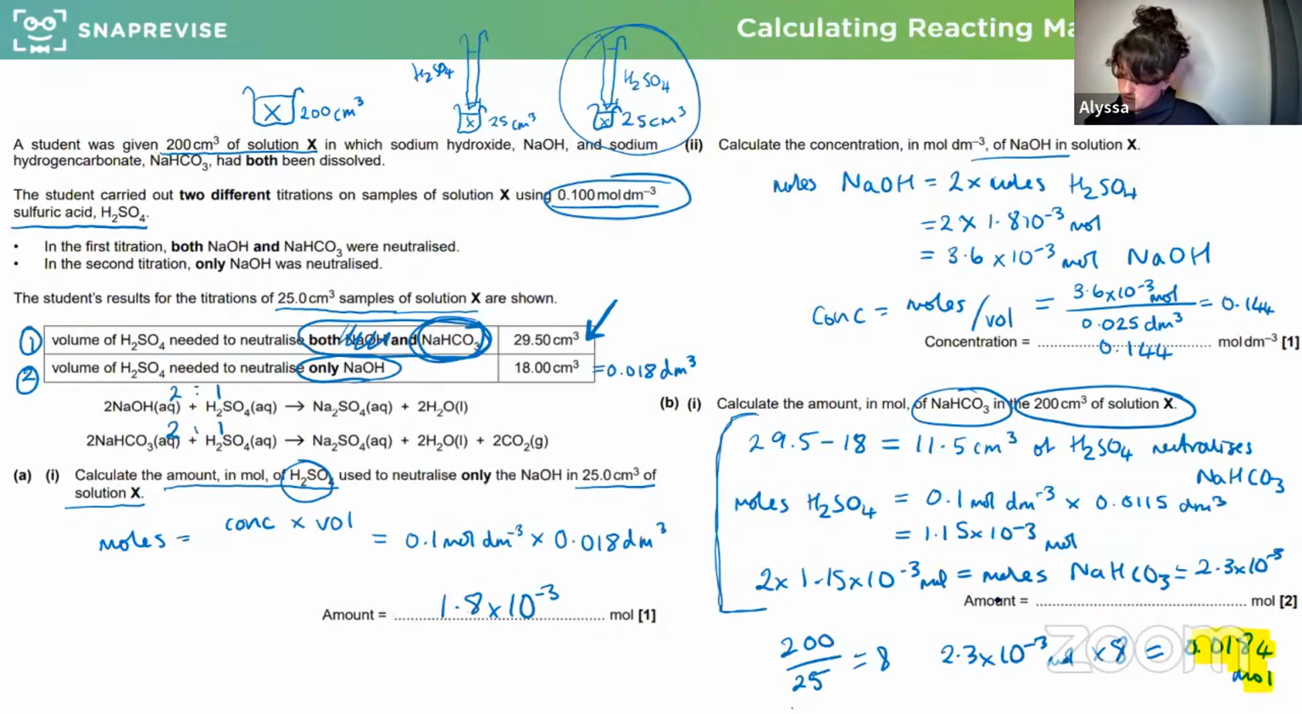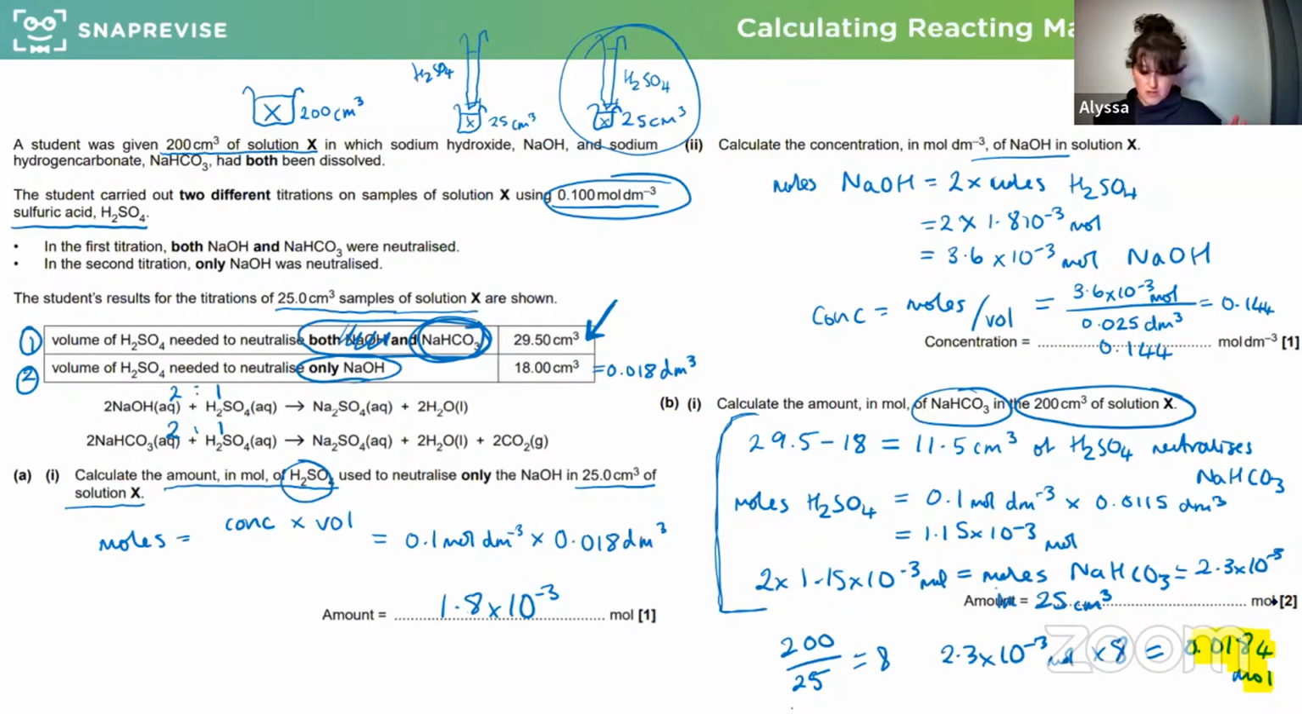So that's the moles in 25 centimeters cubed of sodium hydroxide. So then we need to scale it up to 200. A common mistake, a common error, lots of students would have not scaled it up, and so will only probably have gotten 1 mark from that calculation, even though, as we said before, loads of stuff going on there.